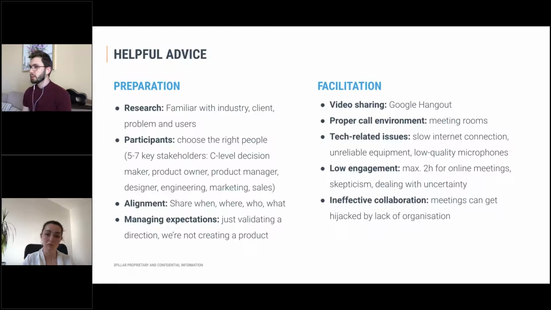Also, if there's one thing that I would like to get out there, it is that if there's a lack of organization, you would have ineffective collaboration. So make sure everything is tight when it comes to schedule, understanding, and managed expectations.